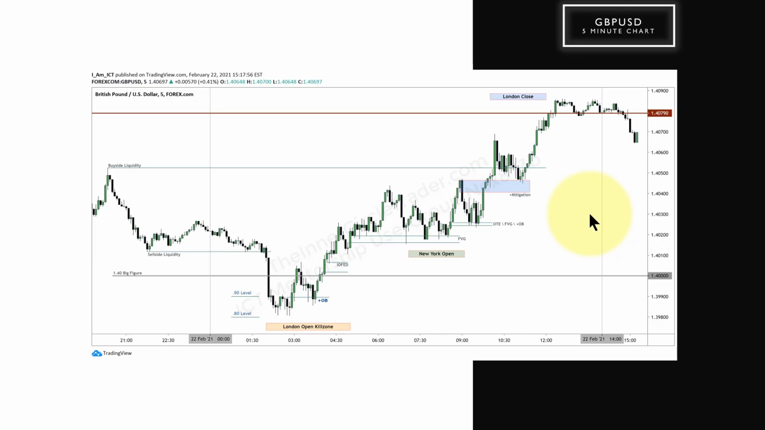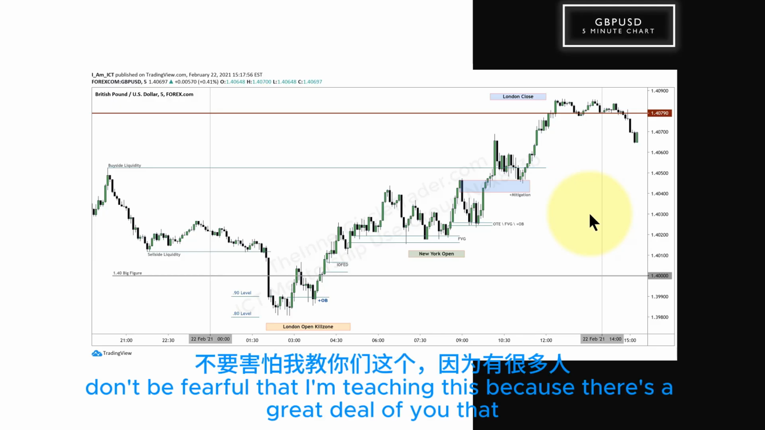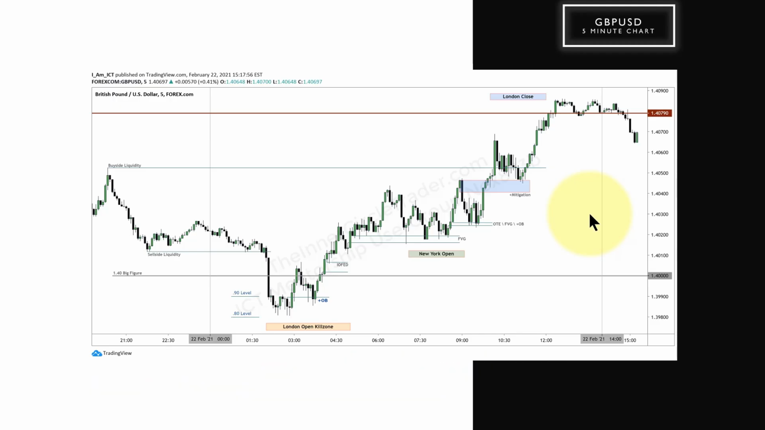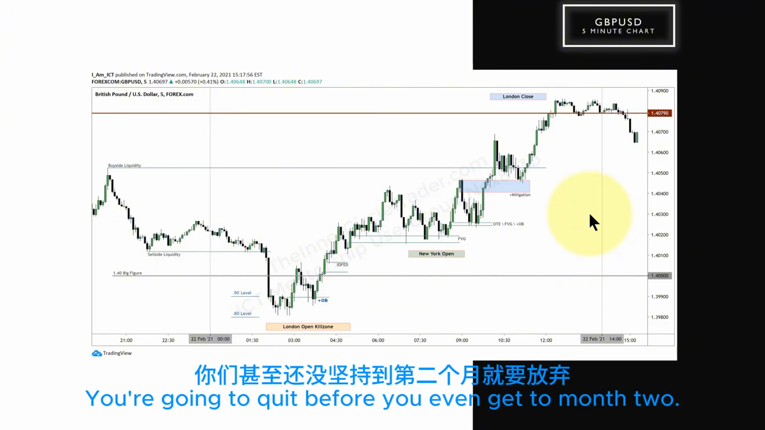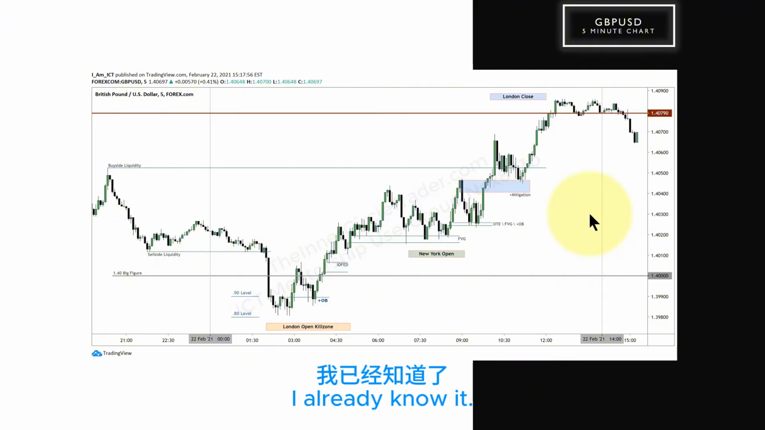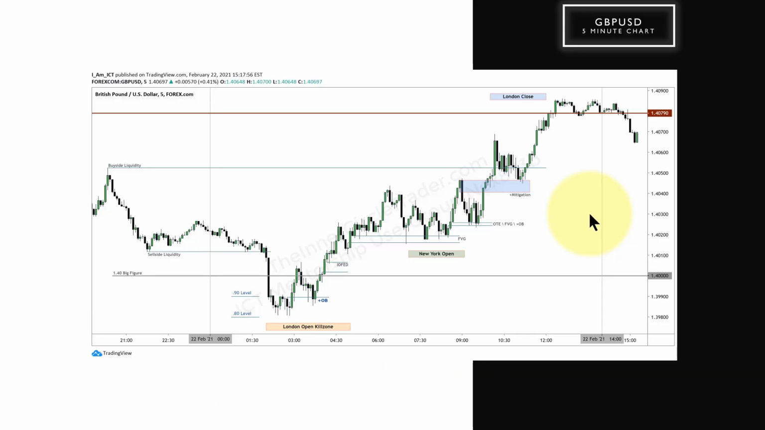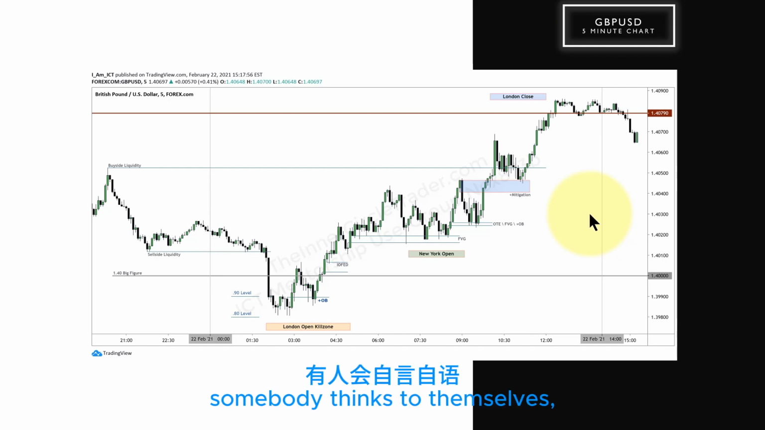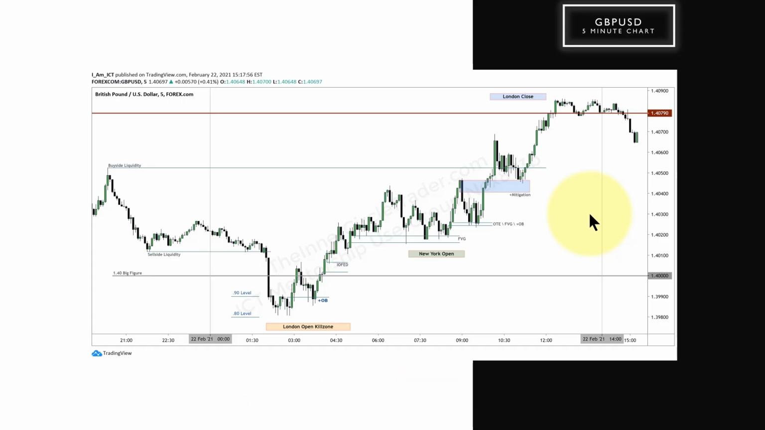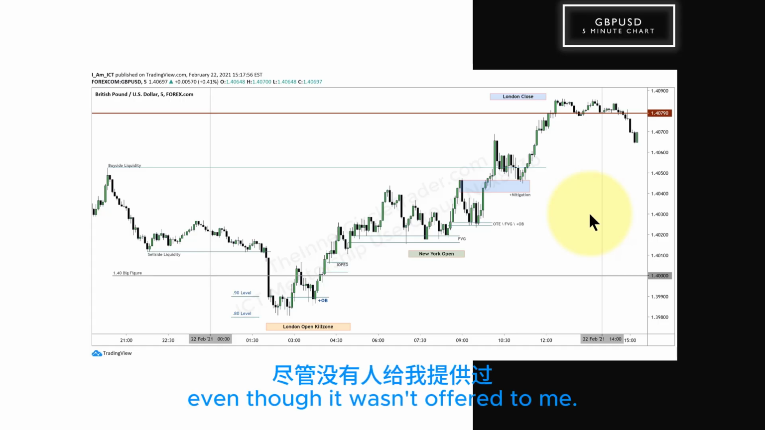So don't be fearful that I'm teaching this, because there's a great deal of you that are learning this that are going to quit. You're going to quit before you even get to month 2. I already know it. I'm not upset about it. It might be varying reasons why you're quitting, but it's normal. I always see it. Every time I bring a group in, somebody thinks to themselves, this is too much work, or this isn't what I thought it was. I thought this was signals, even though it wasn't offered to me.